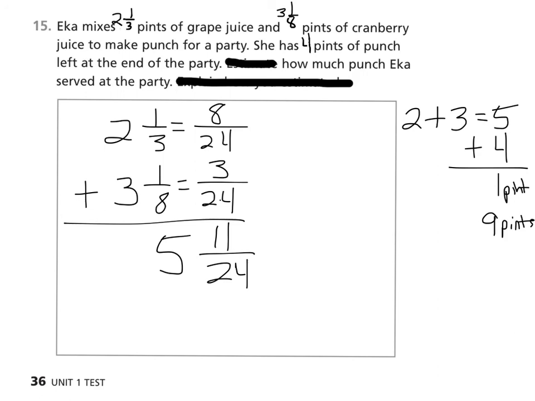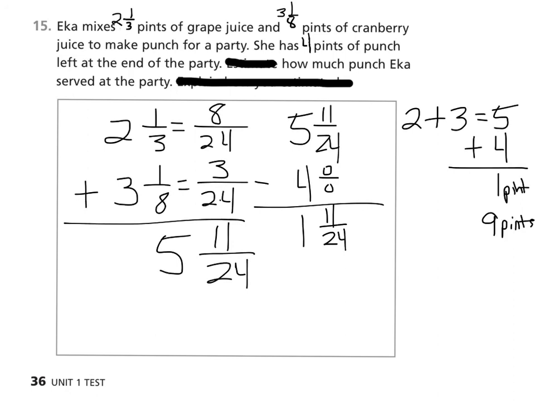And from this number, 5 and 11/24, I need to subtract 4, which leaves me with 1 and 11/24. And remember, there's no fraction next to the 4, which is essentially the same as 0 over 0. If you want to keep the denominators the same, you can. It's the same as 0 over 24. If you have 0 out of 24, you have 0. And so 11 minus 0 is still 11.